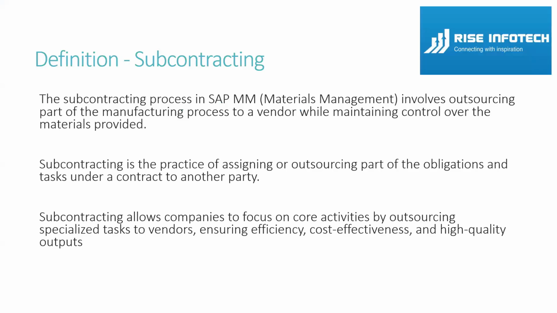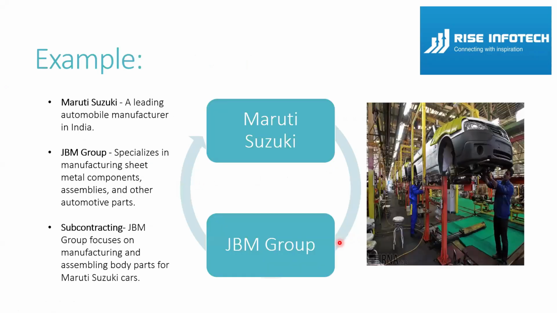Here the definition says the subcontracting process in SAP involves outsourcing part of the manufacturing process to a vendor while maintaining control over the materials provided. Subcontracting is the practice of assigning or outsourcing parts of the obligation and tasks under contract to another party. So why is it done? It allows companies to focus on core activities by outsourcing specialized tasks to vendors, ensuring efficiency, cost effectiveness, and high quality output. So let's take a look at an example.